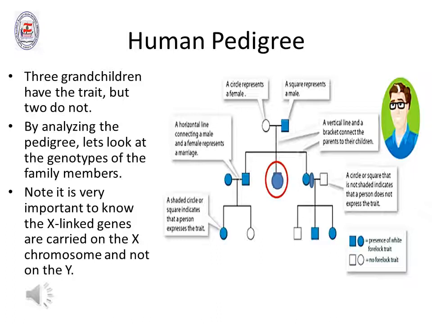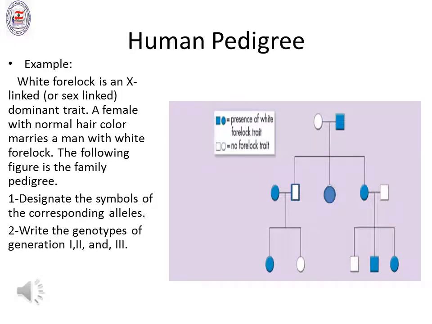By analyzing the pedigree, let's look at the genotypes of the family members. Note, it is very important to know the X-linked genes are carried on the X chromosome and not on the Y. So the Y chromosome does not carry any gene related to the white forelock hair. So let's take an example of a human pedigree and determine the genotypes of the 3 generations.